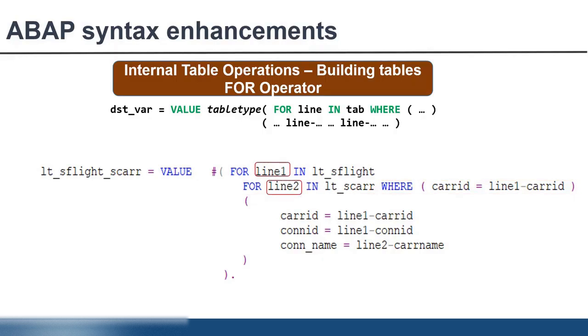Line 1 and line 2 are the temporary work areas which you don't have to declare, and they will contain the respective structures. Finally, you can address the data read from them and transfer it to the target structure. Since the keyword value is used, this creates records in the final internal table.